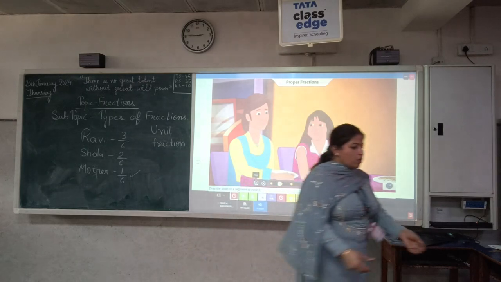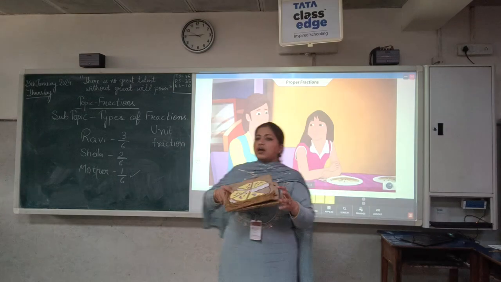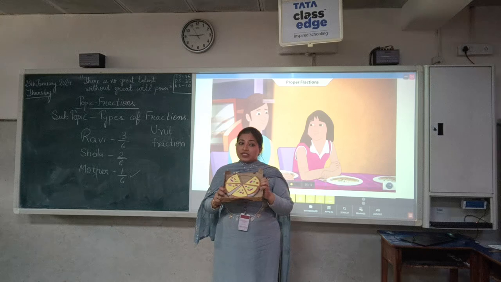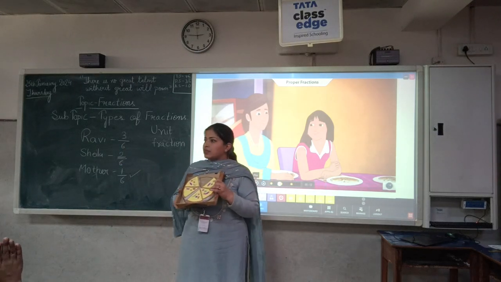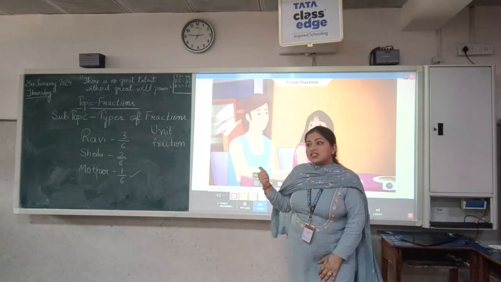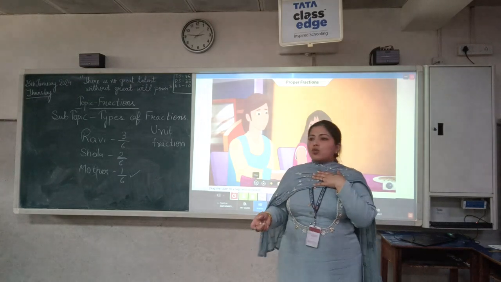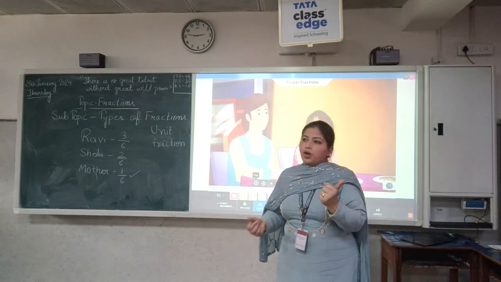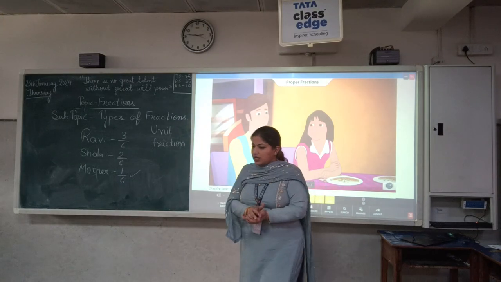Okay. Now, you can see that I have ordered this pizza and I have eaten only 1 pizza slice. So, what is the fraction of pizza slice I have eaten? Yes, Vartika. 1 upon 6. Very good. So, 1 upon 6 is the fraction of my portion, and it is the same as her mother's, 1 upon 6.